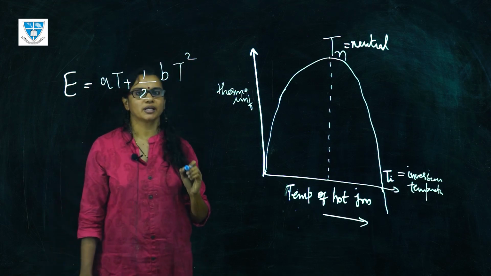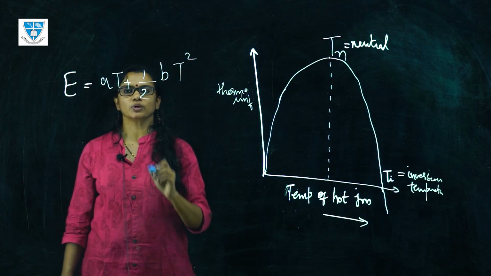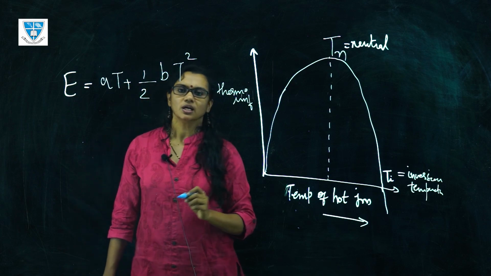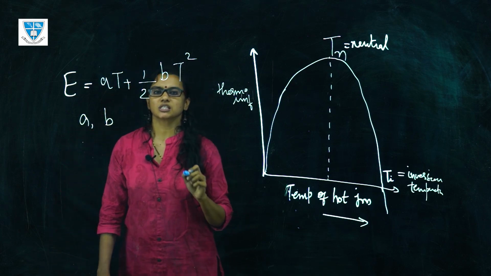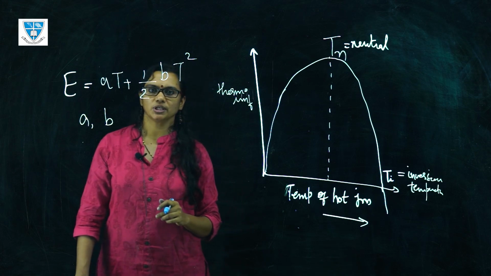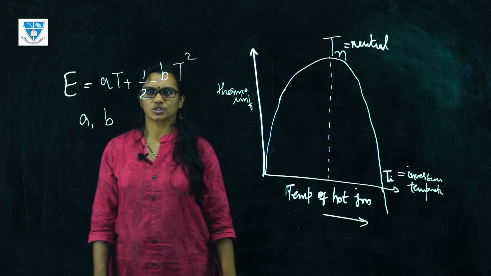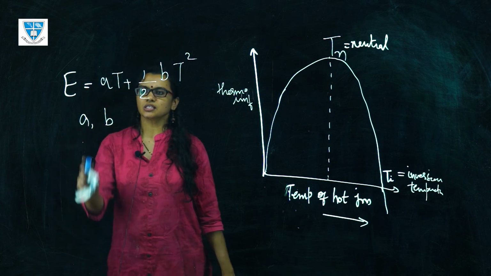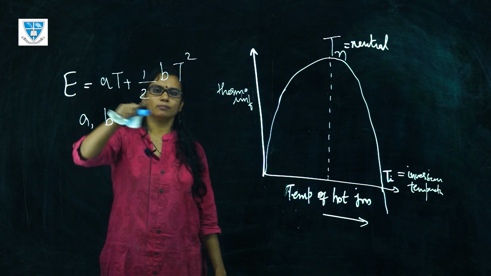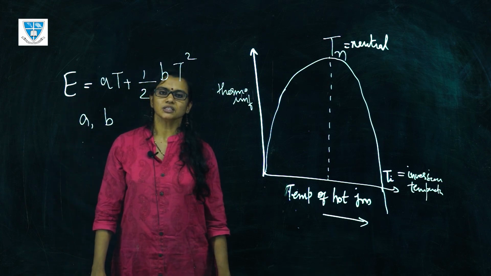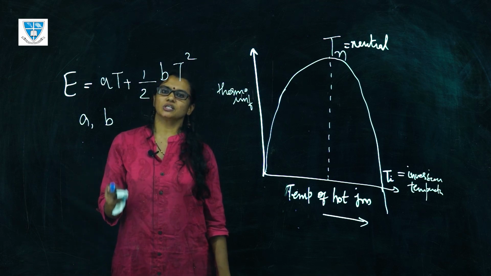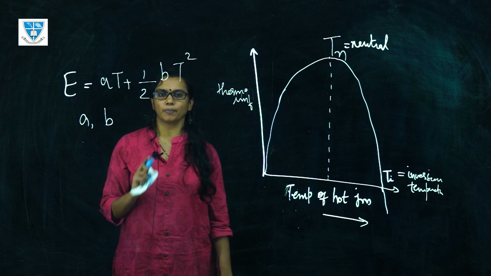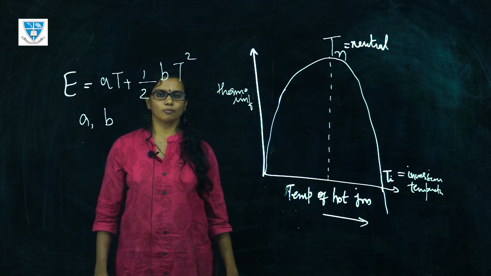So this is fitted with a parabola with the equation E is equal to AT plus half BT squared, where A and B are two constants which are the characteristic properties of the metals that we are using. So this is the parameter, the thermo EMF that is generated. The Seebeck coefficient is actually the thermoelectric power that is generated in the thermocouple.